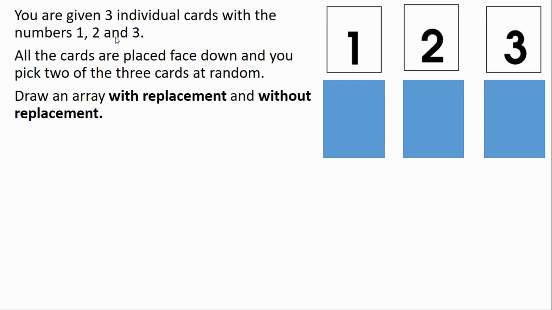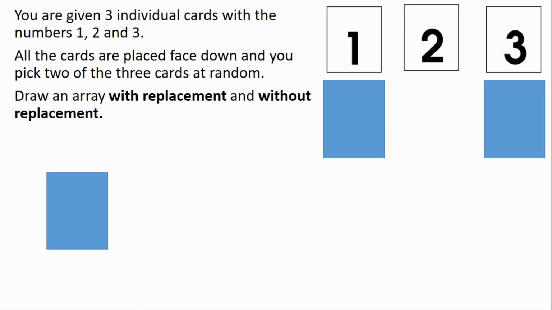Let's say you are given 3 individual cards with the numbers 1, 2, and 3 on it. Let's say that's the front at the top and that's the back at the bottom. All the cards are placed face down and you pick 2 of the 3 cards at random. And we need to draw an array with replacement and without replacement. So after you're given these 3 cards, you need to pick one card first. So when we pick one card, we're going to take one. Let's say we picked the 2. So we took the 2 away there.